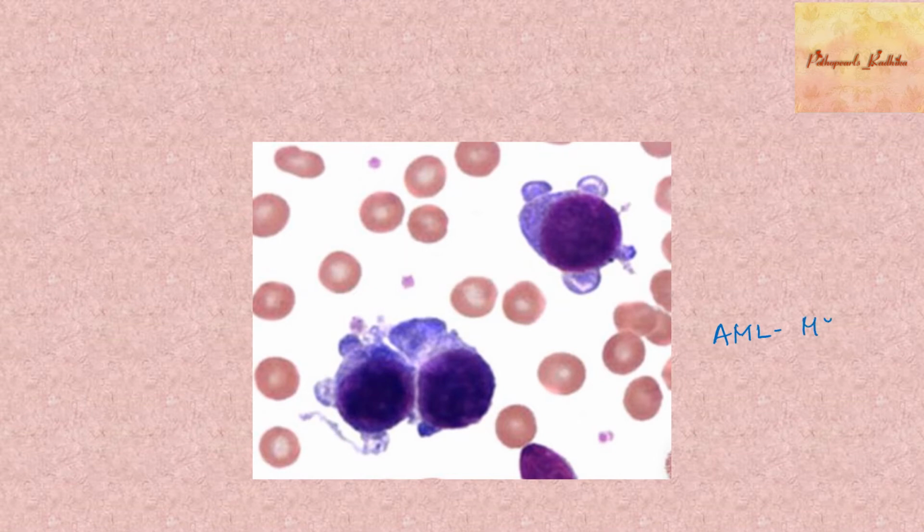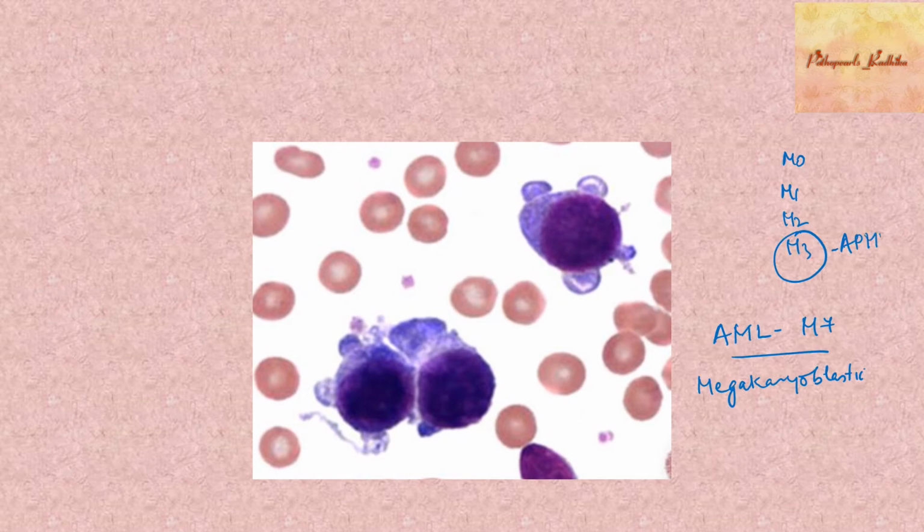So anyone, what is AML M7? What's the name of the leukemia? It's a myeloid leukemia. It's an acute megakaryoblastic leukemia. Okay. So in AML, you have different types, AML M0, M1, M2, M3 like that, depending upon the differentiation. So AML M3 is acute promyelocytic leukemia, right?